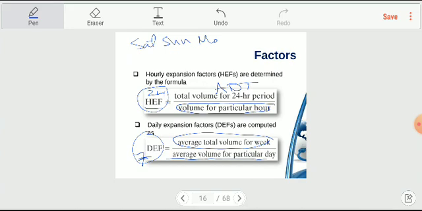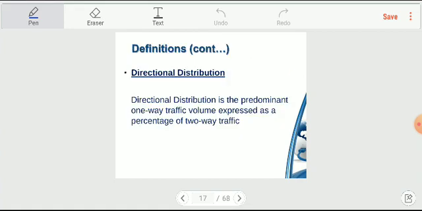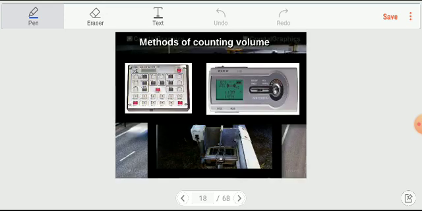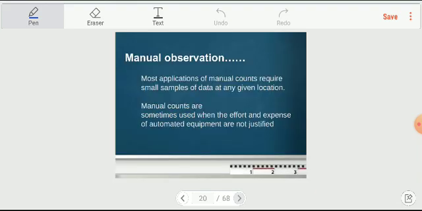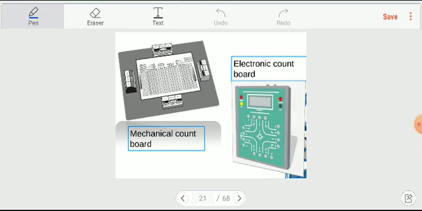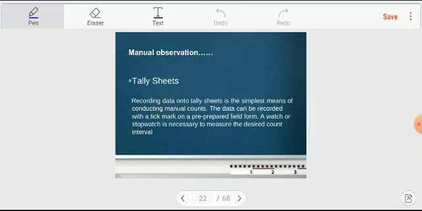So don't be nervous and don't be confused. We're going to get to that later. So the directional distribution, we've taken that before. And this is the method of counting volumes. We've taken that before. We have the manual observation and the automatic recording. And this is the manual. We've taken that before.